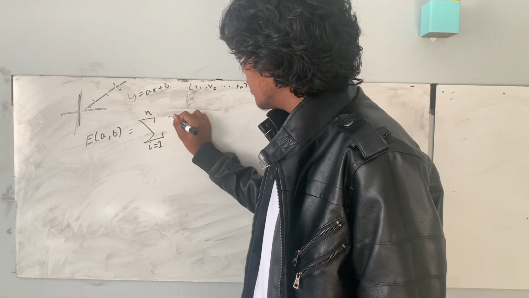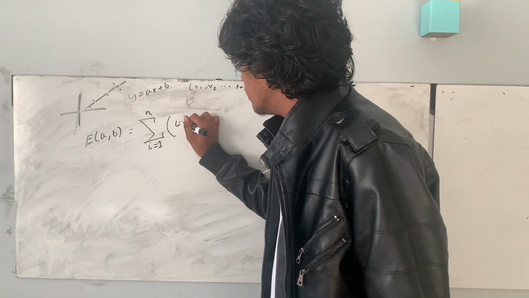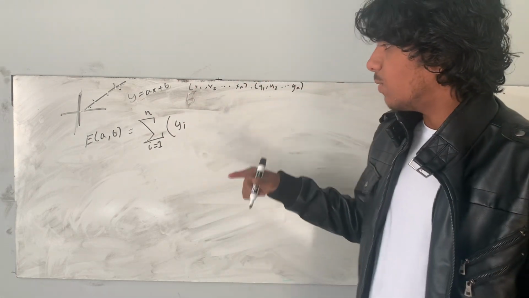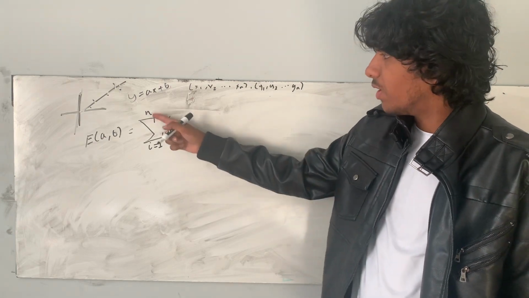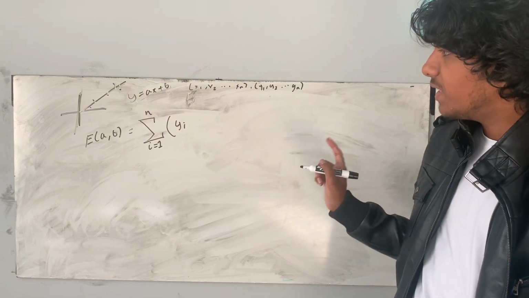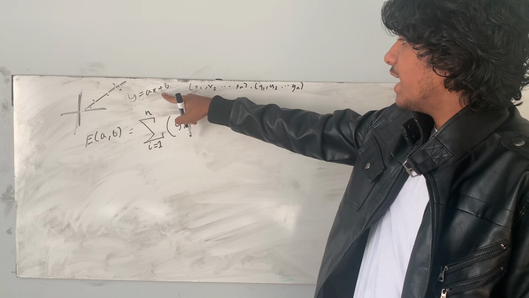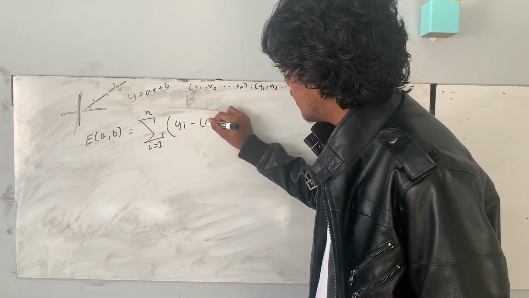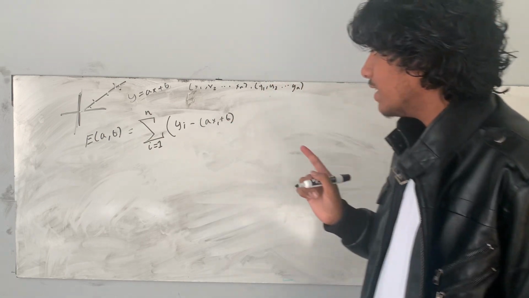And the deviation is going to be yi, which basically means the ith data point, which is y1, y2, y3, y4 until yn, right? Now we're gonna have to subtract it from its expected value, which is a times x1 plus b, a times x1 plus b, because that's expected.